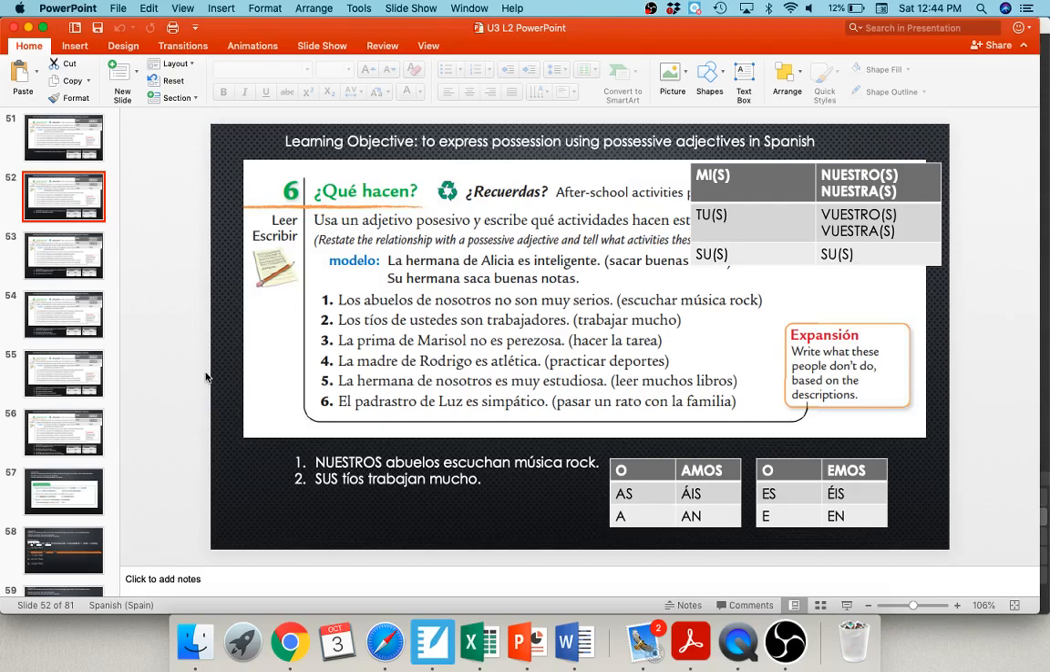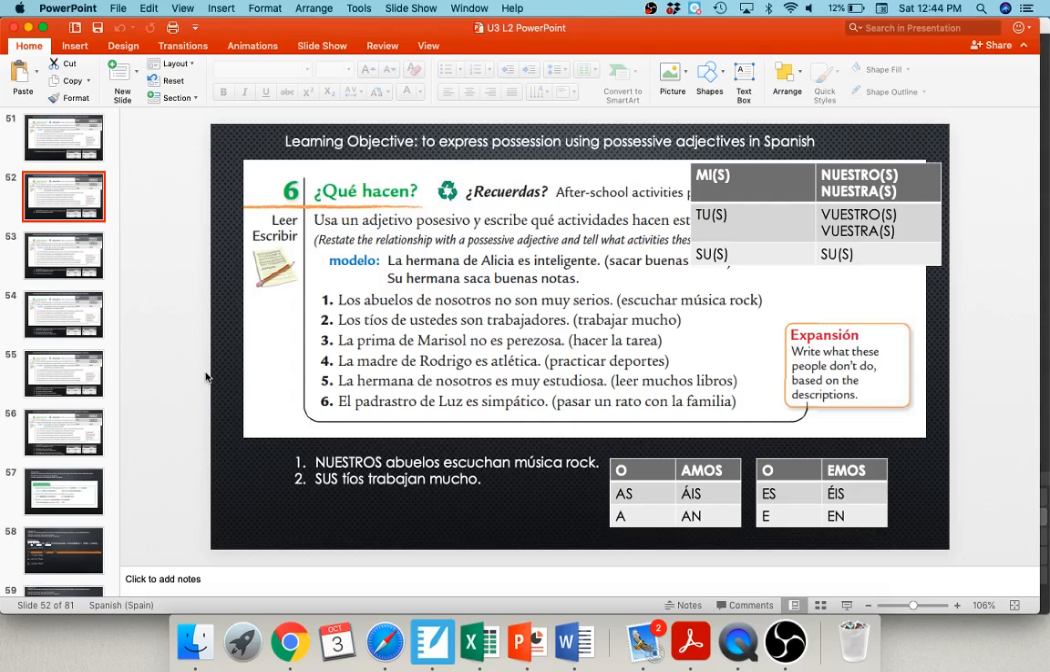Okay, so let's take a moment here. Number 3 says, la prima de Marisol no es perezosa. And then in parentheses it has hacer la tarea. So the cousin of Marisol is not lazy. And then to do homework. So we're trying to say her cousin does her homework.